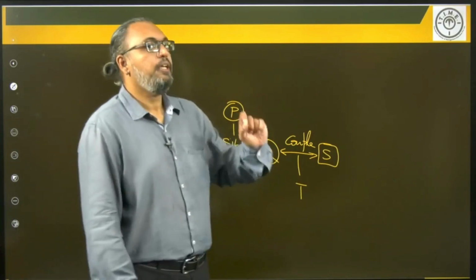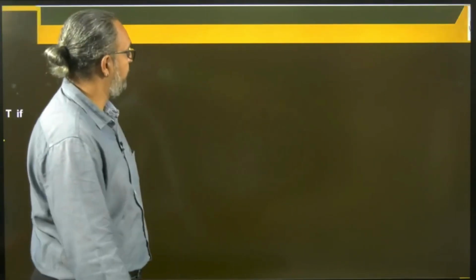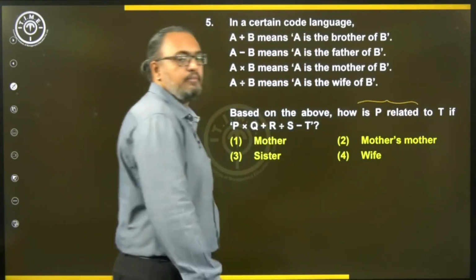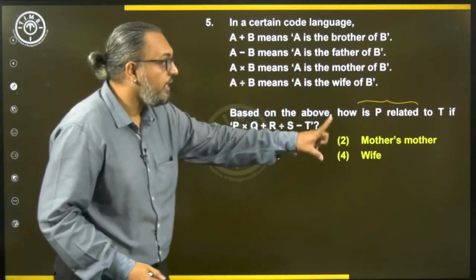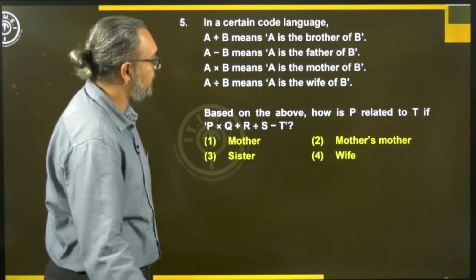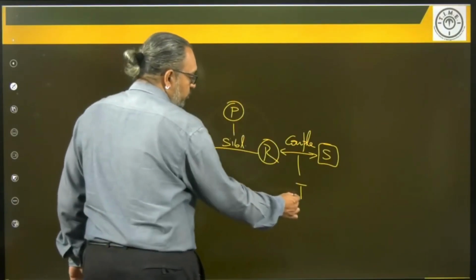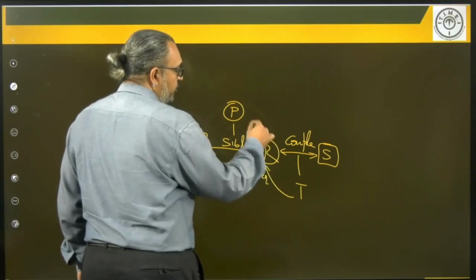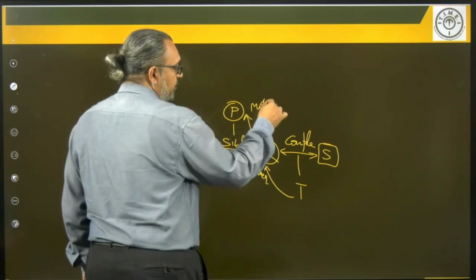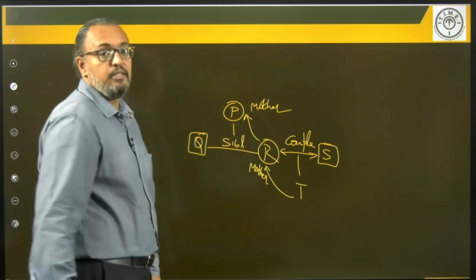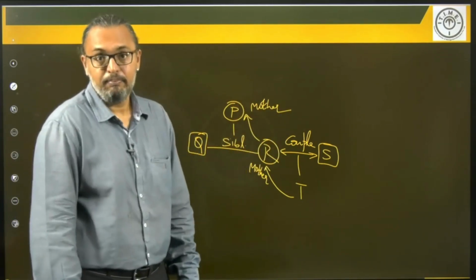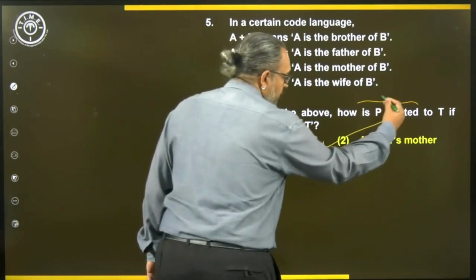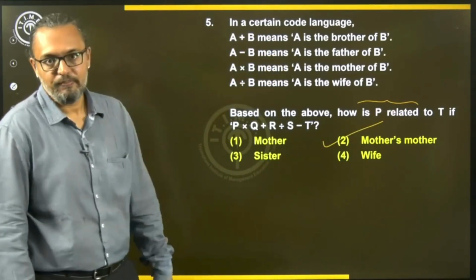So the gender of T here is unknown. Now what is the question? How is P related? So from the other person you check, means from T I have to check how P is related. From T you go to R first, that is mother, and from R you go to P, that is again a mother. So mother's mother we can call grandmother, correct? Yes, it is given as mother's mother. So choice 2.